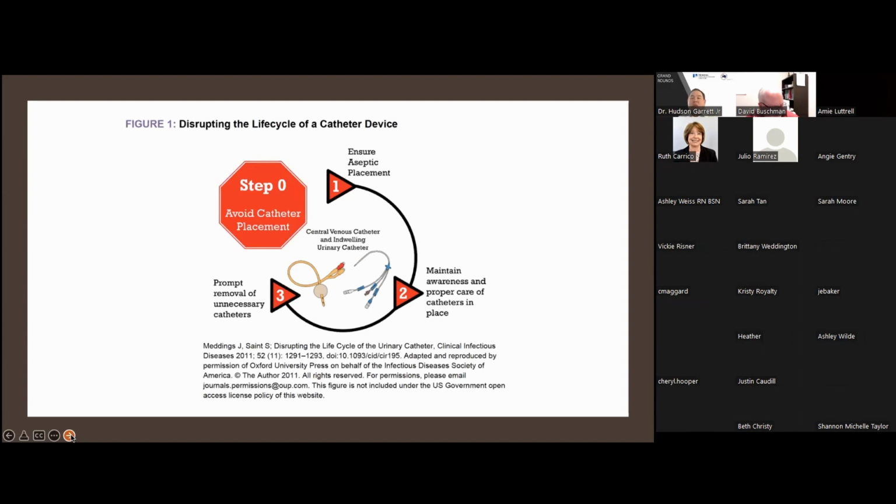Because if we do need it, then yes, let's put it in. But when we put it in, let's ensure that it's correctly placed so that it's clean and it's aseptic, that we're maintaining sterility of that.